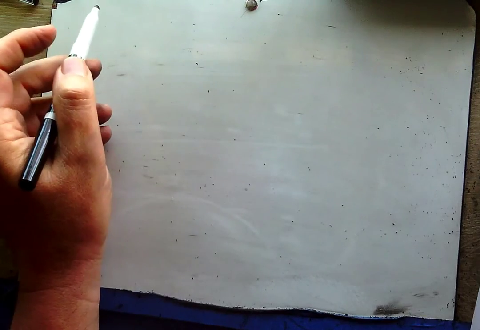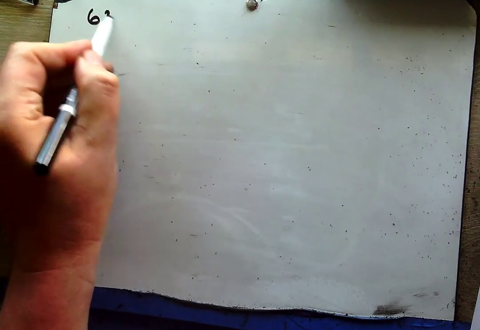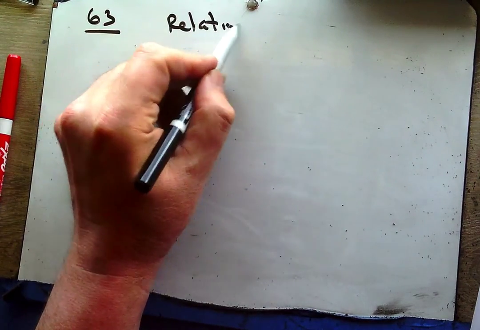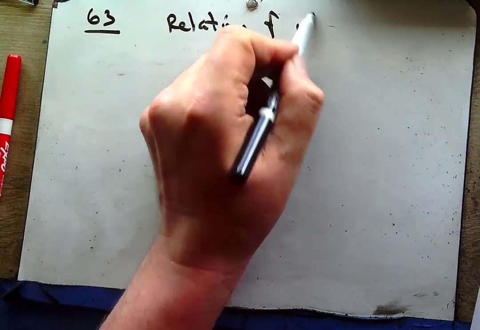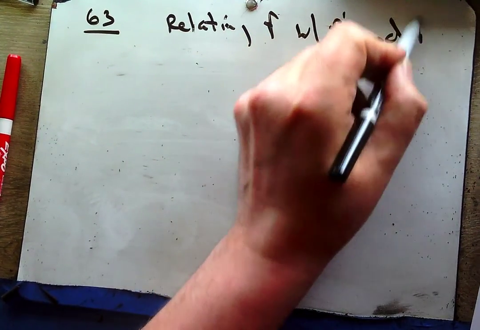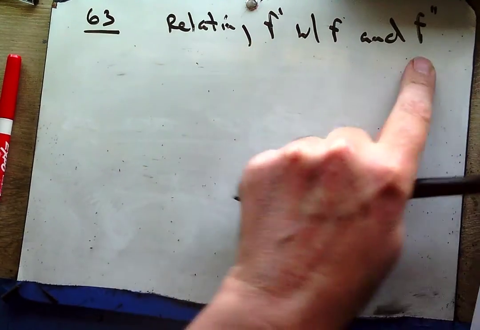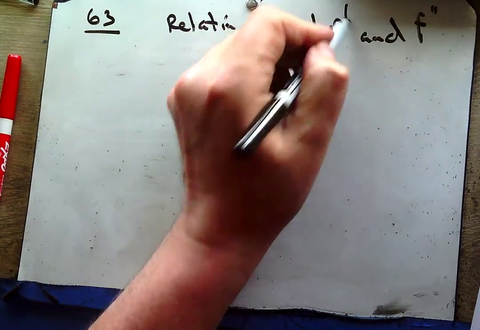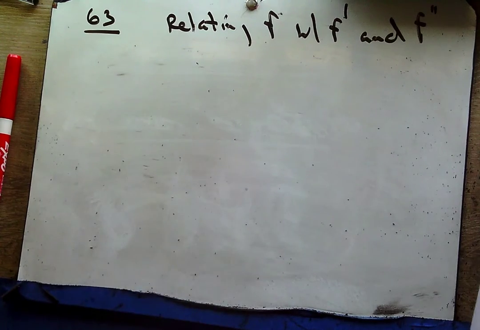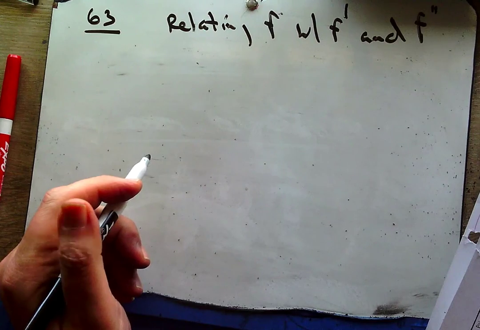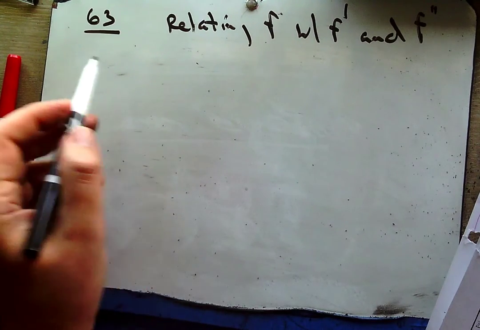Hey everyone. So this one is called Relating F with F prime and F double prime. This is assignment 63 homework worksheet. I kind of want to retitle this, Relating F prime with F and F double prime, but we're going to go with it as it's typed. Here we're asked to consider the sign of the first and second derivatives in each case.